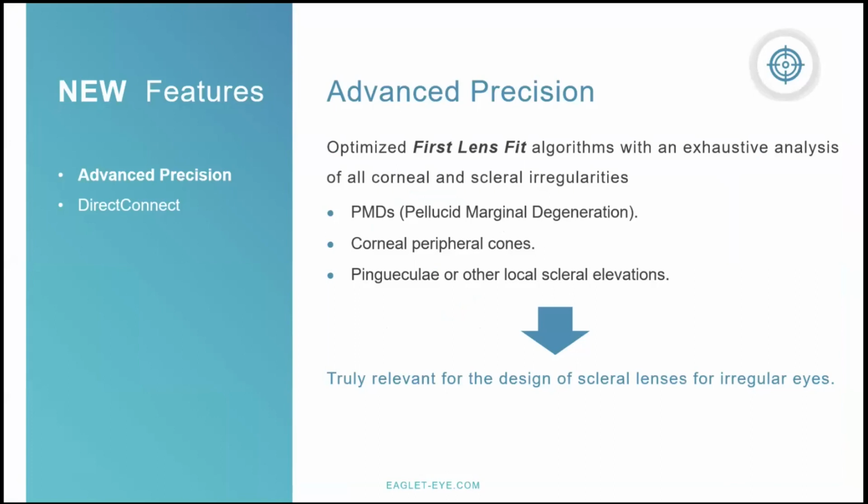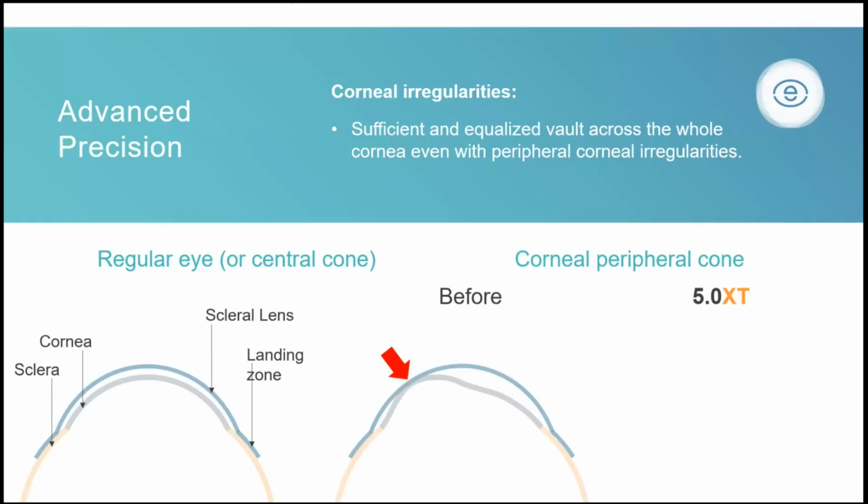With the first lens fit algorithms, we're looking at the amount of settling and the amount of apical clearance, and then coming up with what the system believes will be the best final fitting lens. However, over time we've learned that with eyes having their cone very peripheral, so EMDs or normal peripheral cones, or post-LASIK kind of eyes, we tend to undershoot. So the algorithms were coming up with a SAG too low. So we're going to do that better.